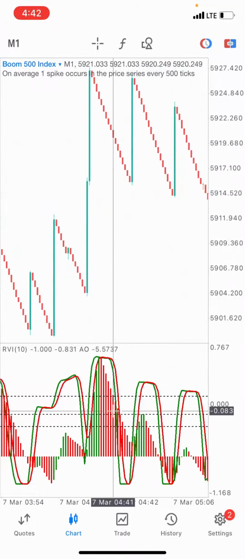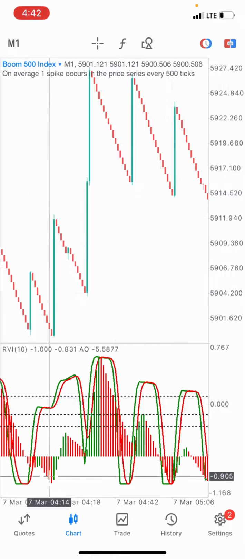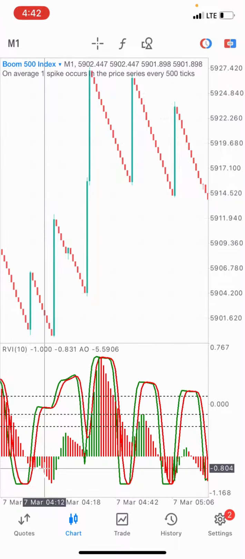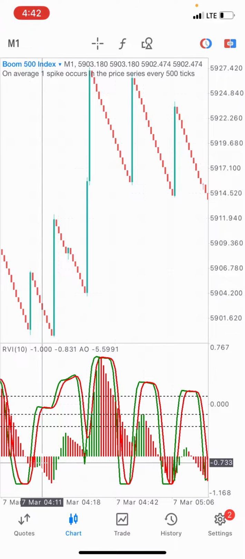So what we're going to be doing right here, this is the RVI and this is the AO. We're going to be placing a sell during the downtrend of the awesome oscillator on the Boom 500 index. I'm going to show you how you can do that real quick to avoid the spikes.